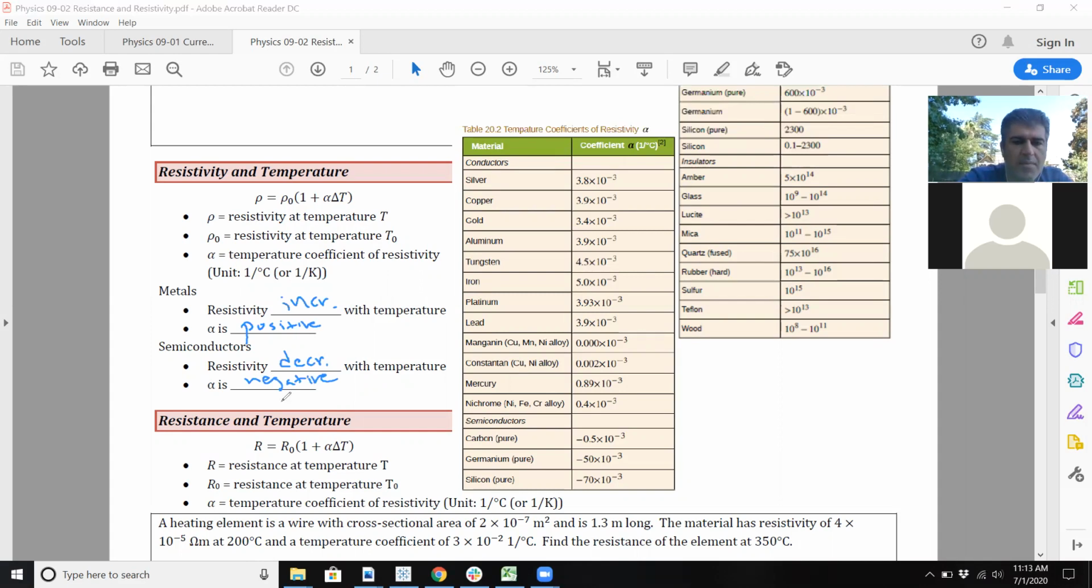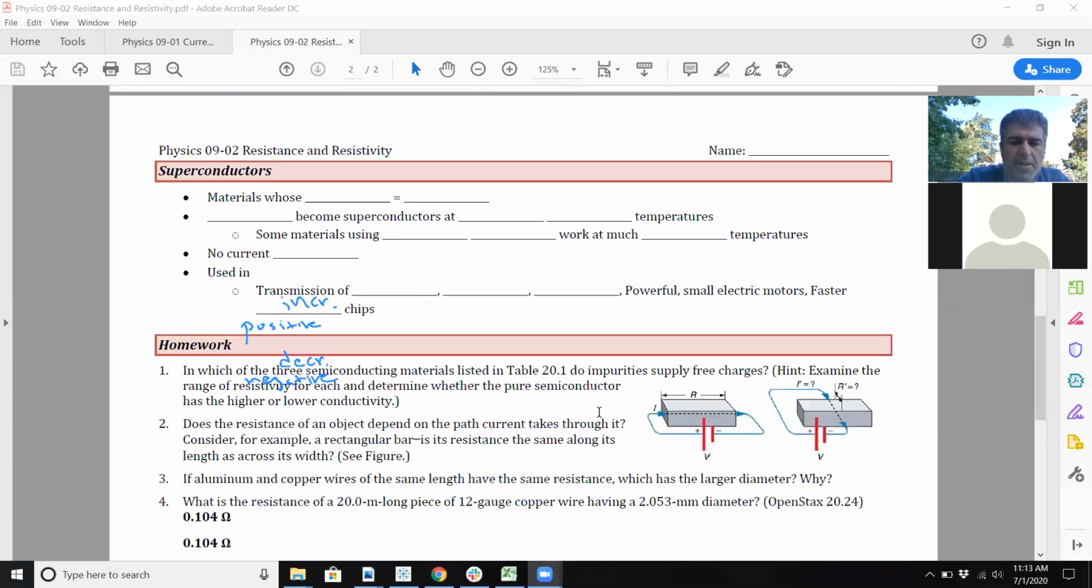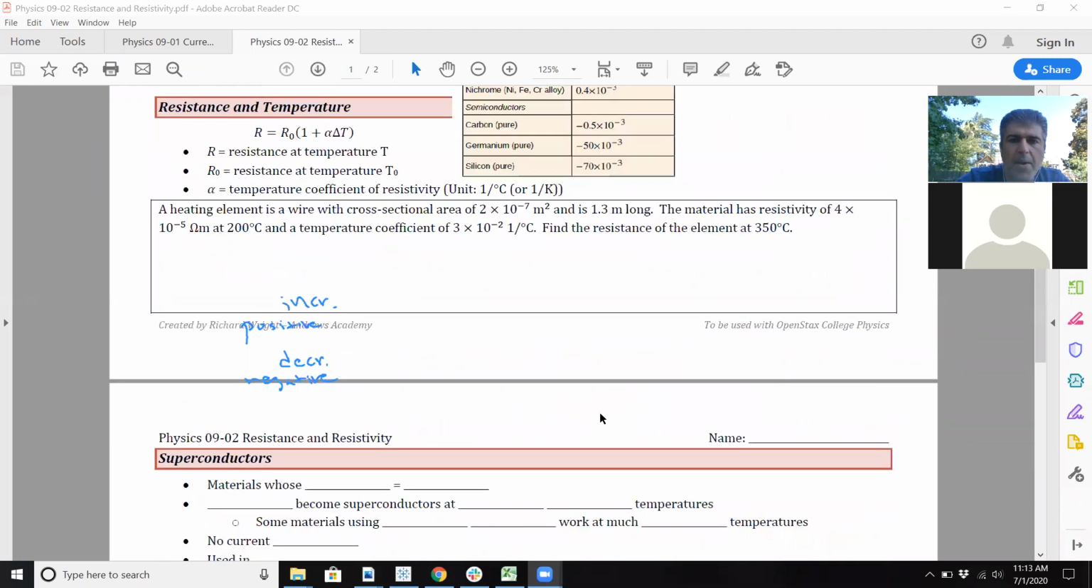And then we can replace the P's with R's and do the same thing. R is the resistance at a certain temperature T, R0 is the resistance at temperature T0, alpha again is a coefficient. So let's do a sample problem that deals with this stuff. Then we'll talk about superconductors and we'll have you guys try some problems after that. Okay.